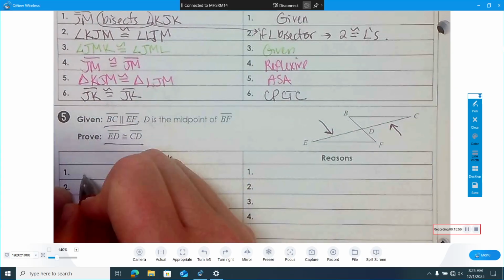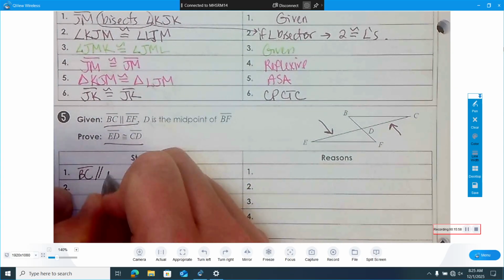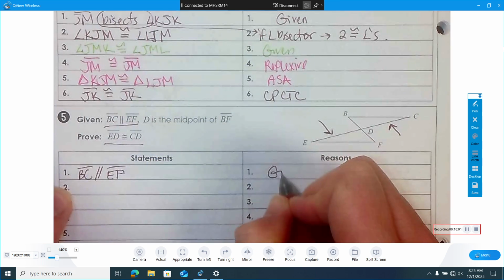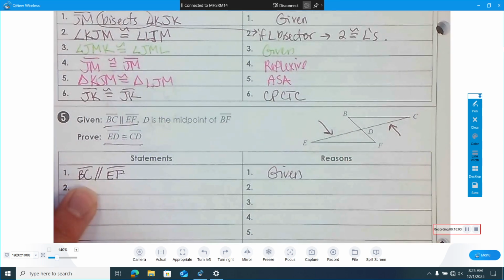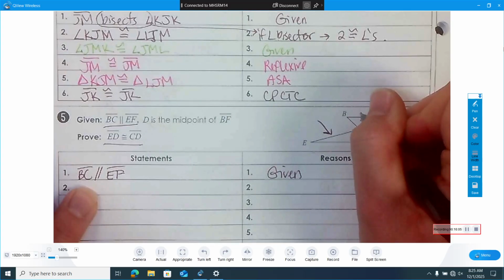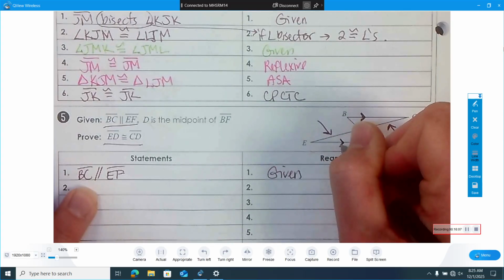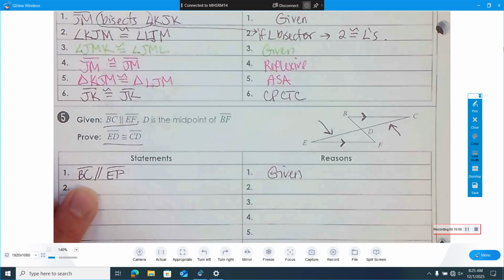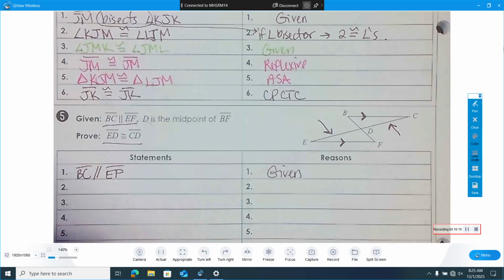So I'm going to start with BC is parallel to EF. That was given to us. Segment BC is parallel to segment EF. All right. What do I know if I have some parallel lines, ladies and gentlemen?